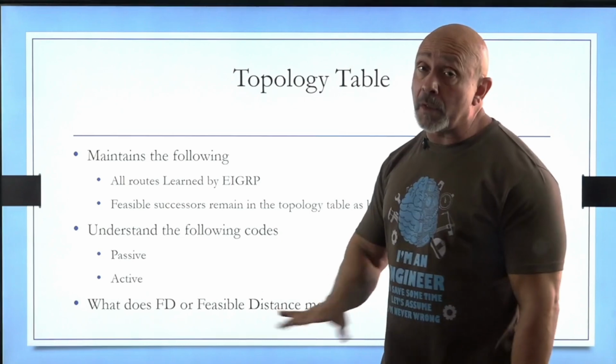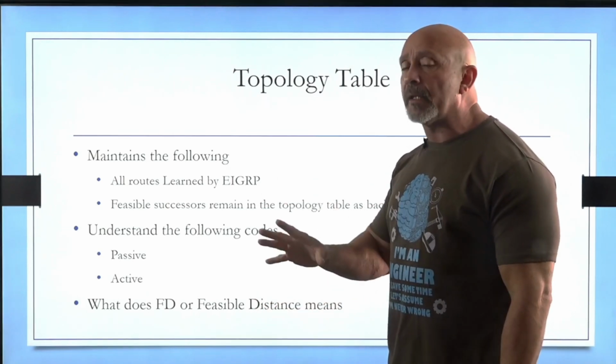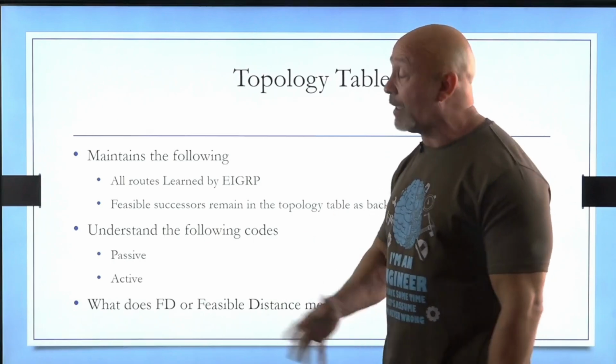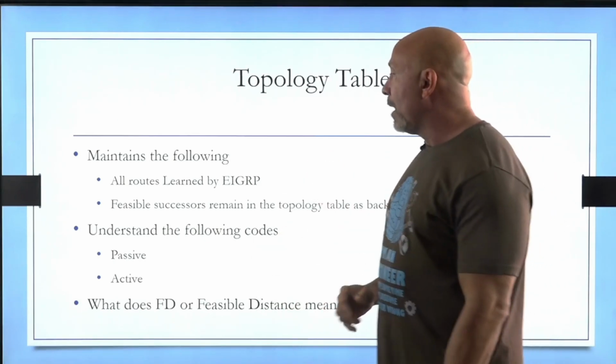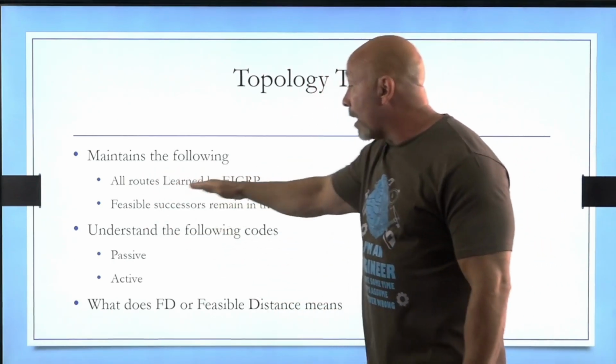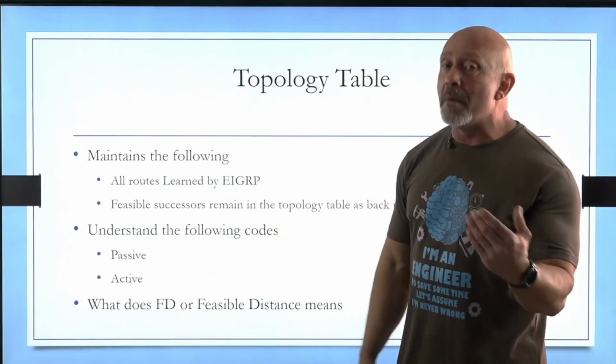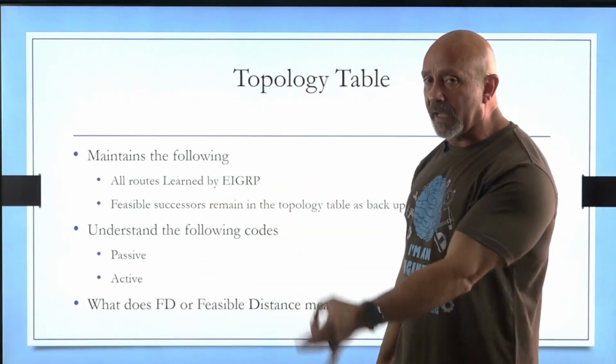All right, there's a lot of things that we're going to learn in EIGRP. It is a complex protocol. There's a lot of things you can do with it, all right? And now for the new CCNA, there's a lot of things that they want you to do with it. Now, it maintains the following. All routes learned by EIGRP. I told you that. The feasible successor remains in the topology table.